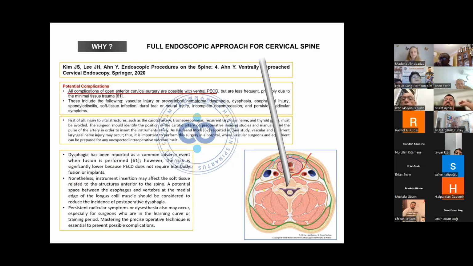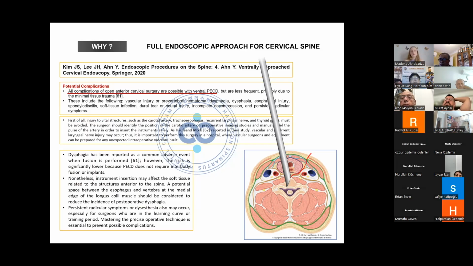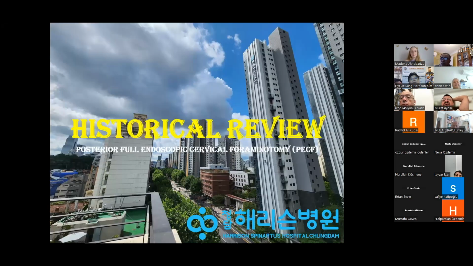And also you can see here some papers of Jin-Sung Kim. He is saying that all complications of open anterior cervical surgery are possible with the ventral PECD. It means that similar complications happen in the anterior approach. And also another paper.